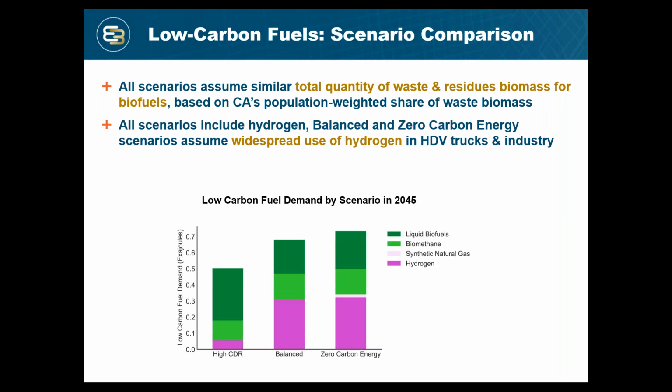Okay, thank you. Okay, one more question. So what are some of the trade-offs between these different paths to carbon neutrality, and how can we think about balancing them?